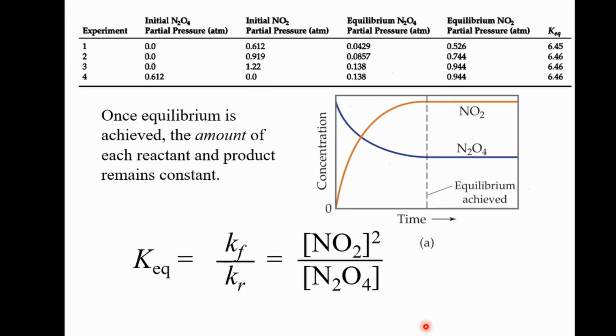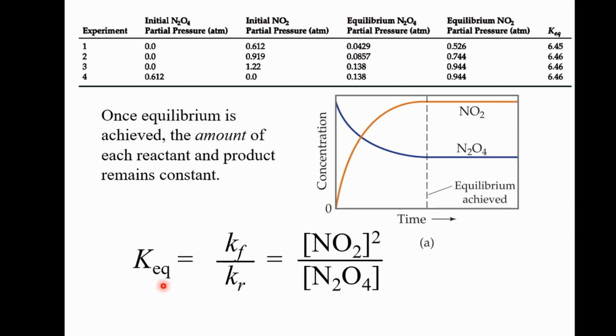Now if we look at the concentration of these two things, we start out with just all N2O4. That means there's no NO2. This concentration starts dropping and dropping, and the concentration of our product starts building up and building up. And then eventually we reach a point where the concentrations are no longer changing. We say once equilibrium is achieved or established, the amount of each reactant and product remain constant.